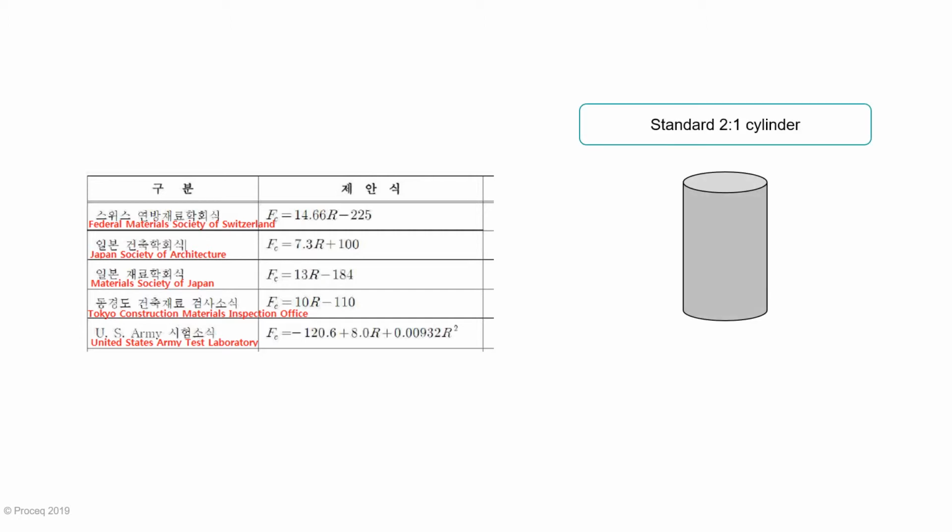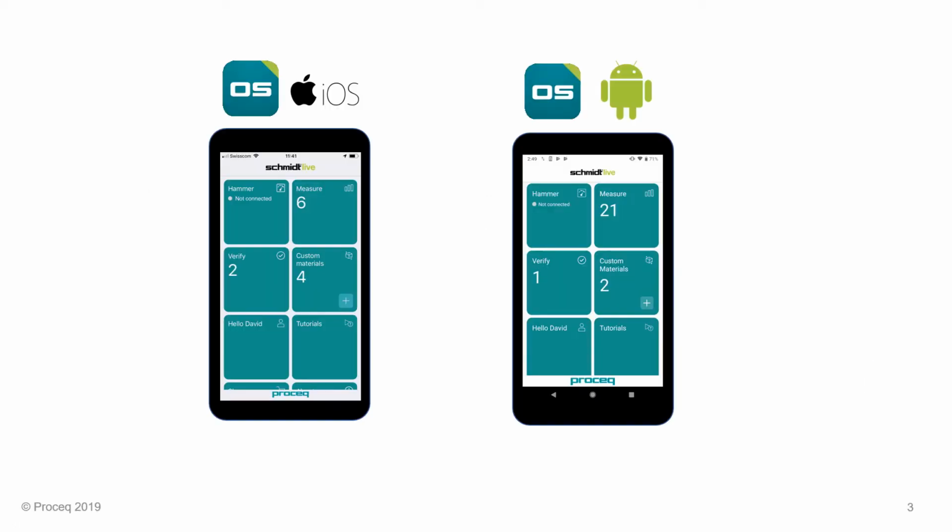For each of these curves, the form factor is a standard 2:1 cylinder and the unit is kilograms per centimeter squared. Making use of these correlation curves is child's play in the Schmidt Live app, and the procedure is the same whether you are using the iOS app or the Android version. We select the custom materials and we can begin.